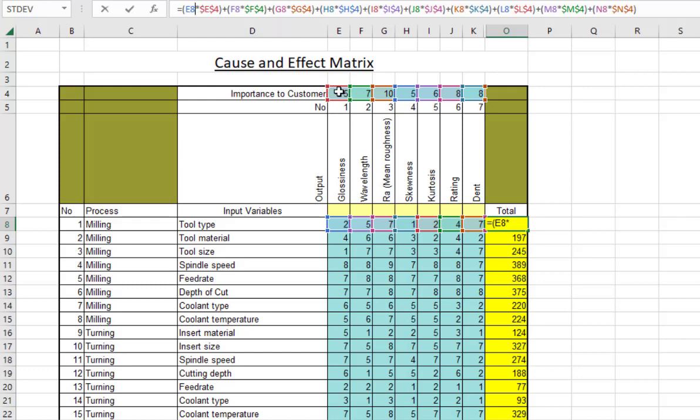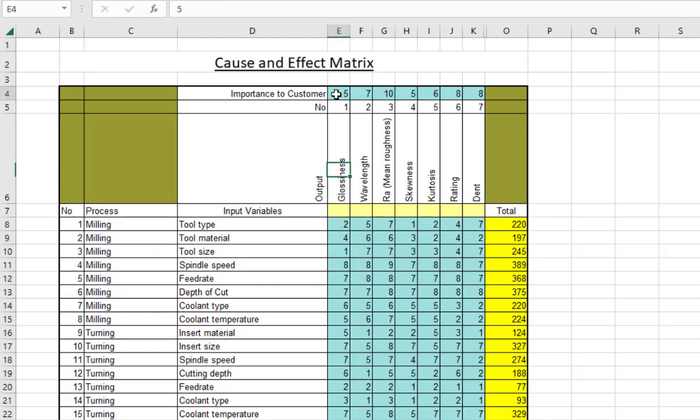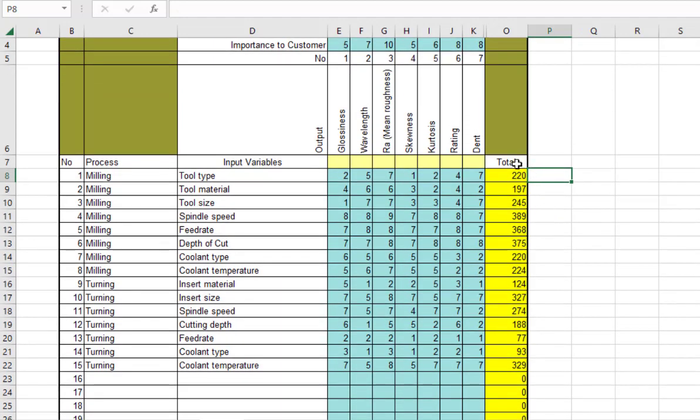So basically, the score here is the summation. We multiply the rating here with the importance to customer, plus the rating on this one multiplied with the importance to customer, and so on. So we already get the total score, right? We already obtained the total score.